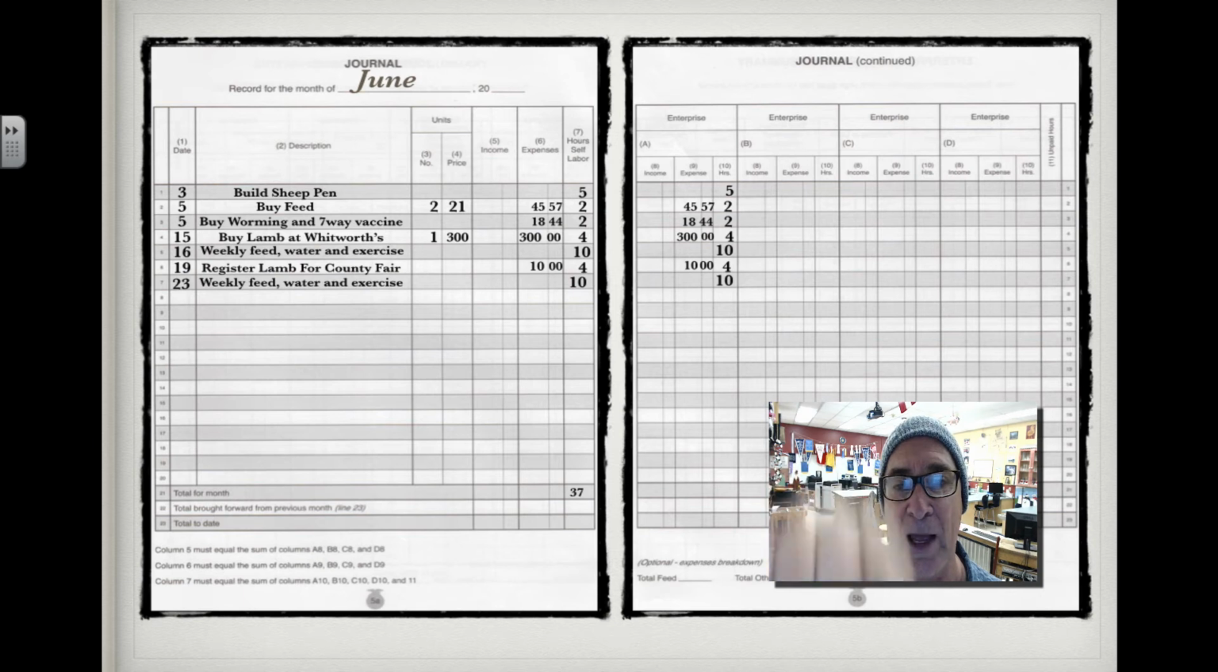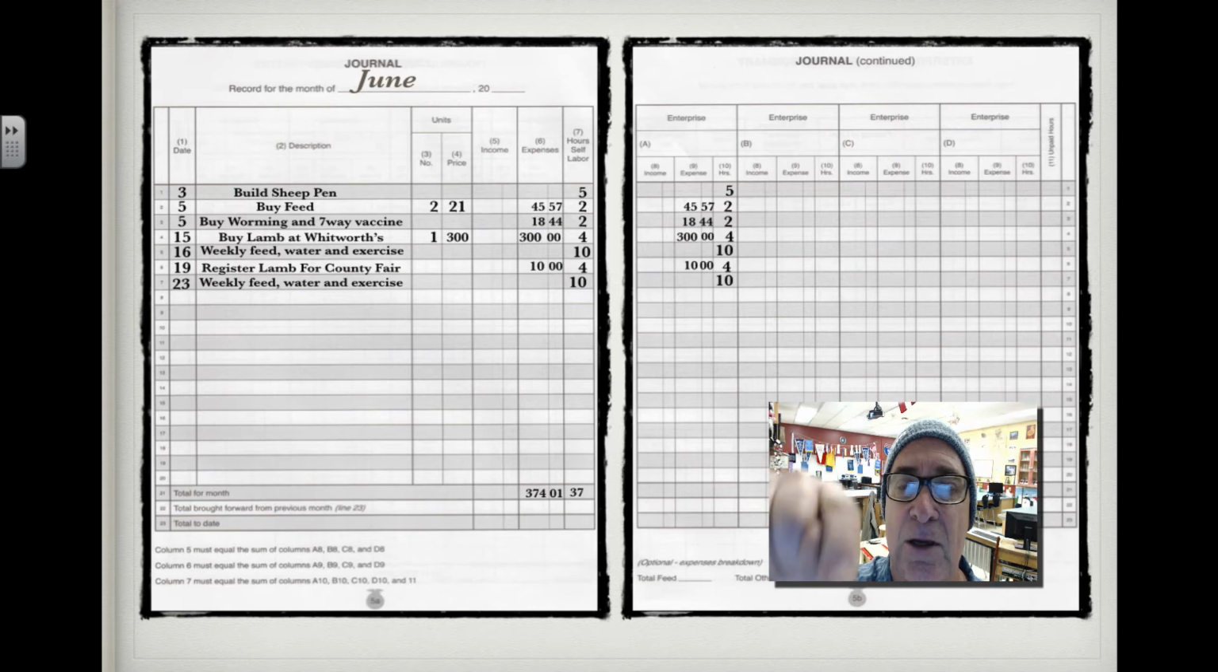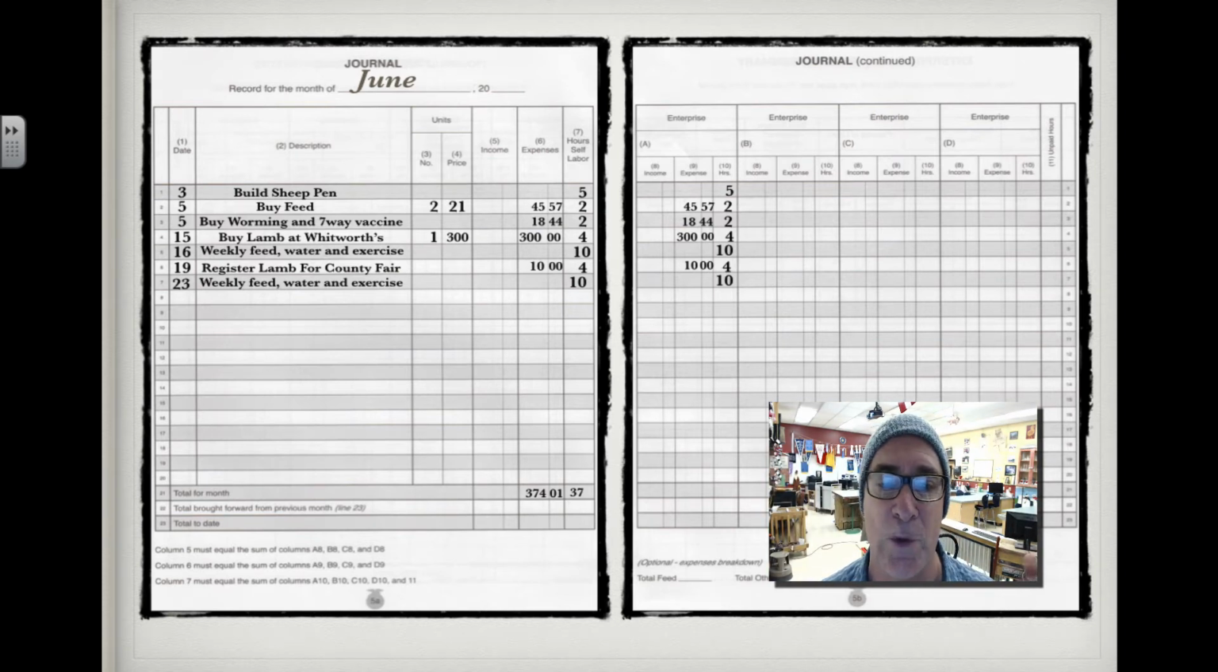Because it's a double ledger, a double entry system, you want to also add the other column in the enterprise ledger side. And then obviously you also want to do the expenses, so you want to add up all the expenses on the general ledger side. So you have $374.01, and you also have 37 hours.